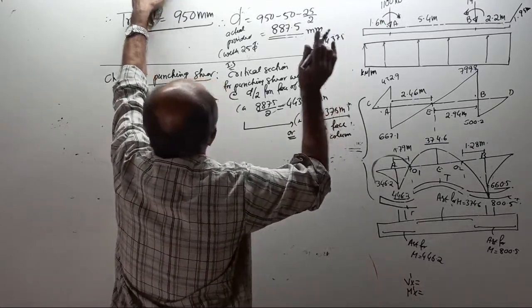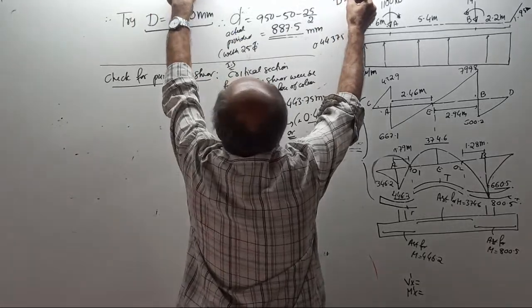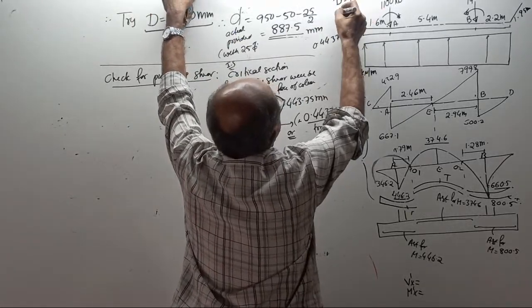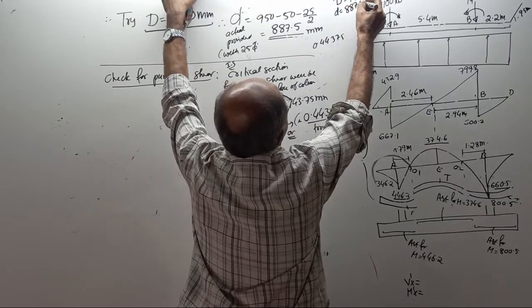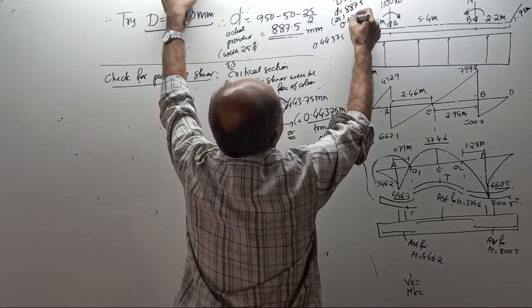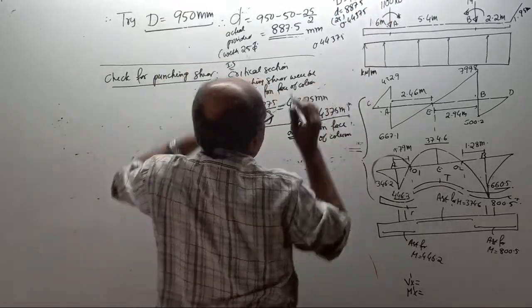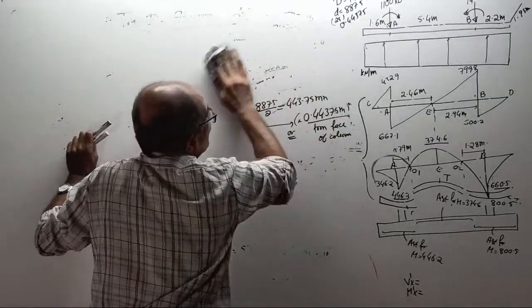Now, I may forget it: 0.44375. Okay, 1 minute now. I want the space also. Capital D equal to 950, small d equal to 887.5 with 25 torque, and critical is 0.44375 over. Now, important, see, all gone.